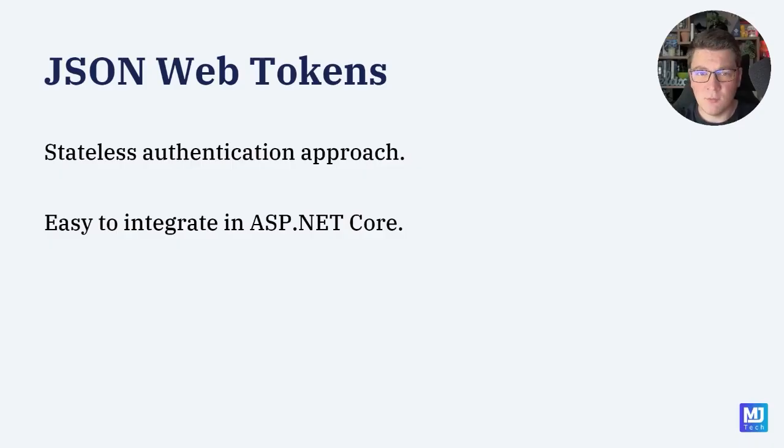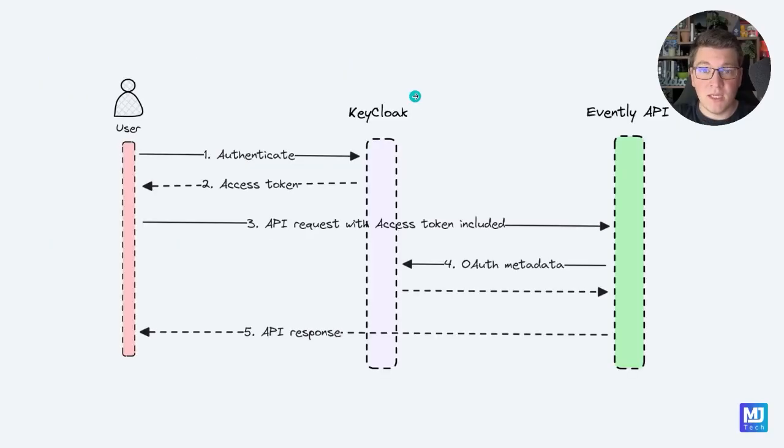Now, I want to spend a moment to discuss what the authentication flow will actually look like when we implement it into our system. And in the previous lesson, we introduced another component into our system that will handle user authentication, and this is the Keycloak identity provider. So where does Keycloak fit when it comes to authenticating the user with the Evently API? Here's the flow that we are going to implement.